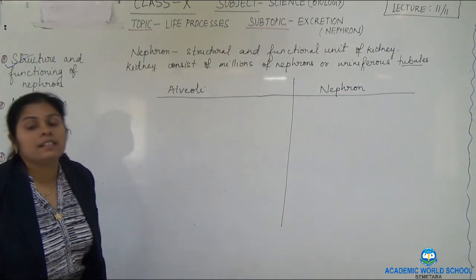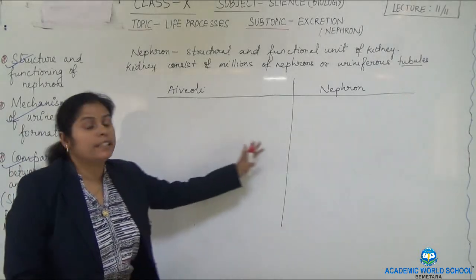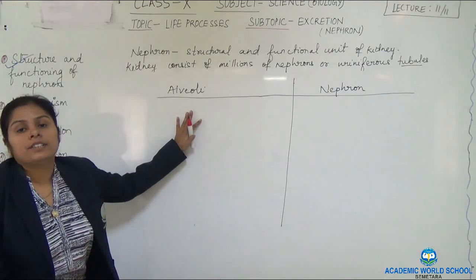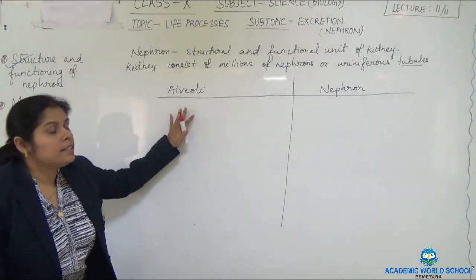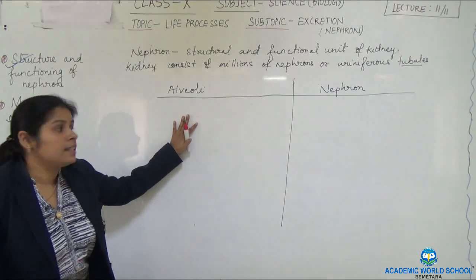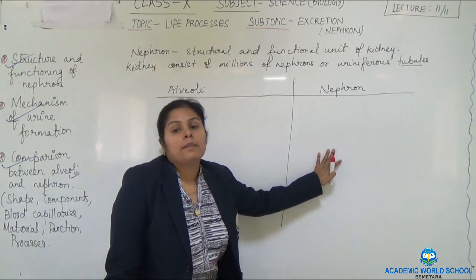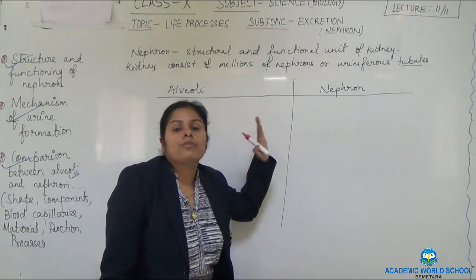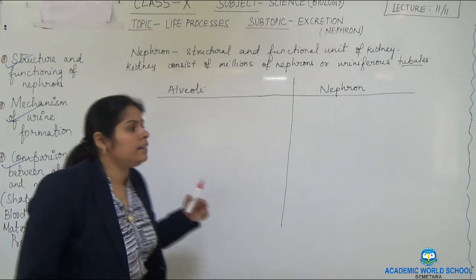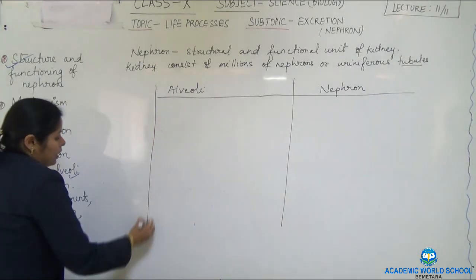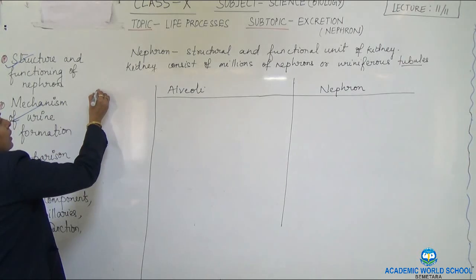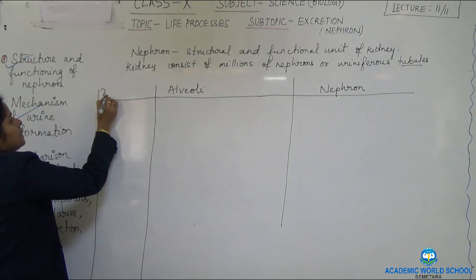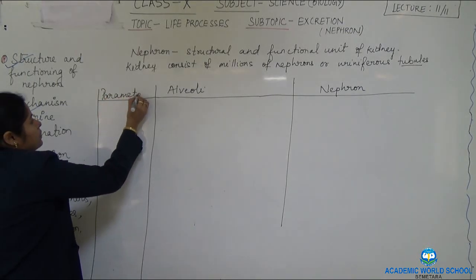What are the parameters based on which we are going to differentiate between these 2 important structures? Alveoli is the most important structure for the process of respiration because it acts as a respiratory surface, whereas nephron is an important constituent of kidney. It is a structural and functional unit of kidney. So that's why there is a need to compare these 2 important structures. I will differentiate it based on certain parameters. Remember the parameters so that it will be easier for you to differentiate.